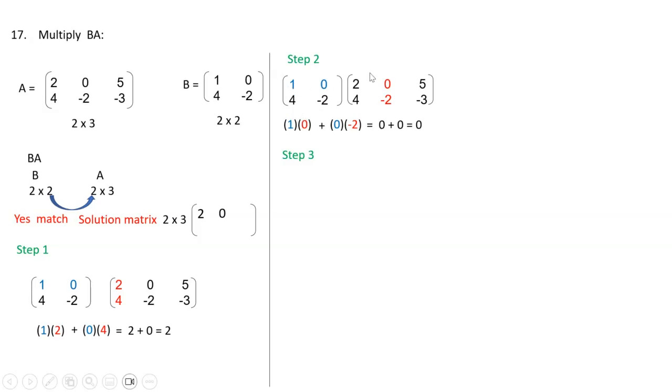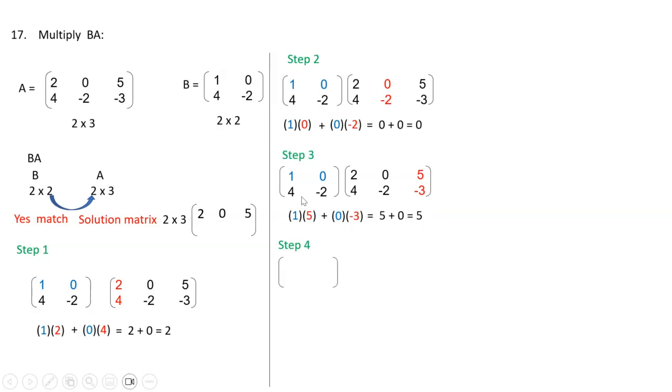Step 3, we're going to multiply the first row times the third column. 1 times 5 plus 0 times negative 3 will give us 5 plus 0. The answer will be 5. So the 5 goes on the first row, third column. Right, so we don't have any more columns to multiply the first row by.